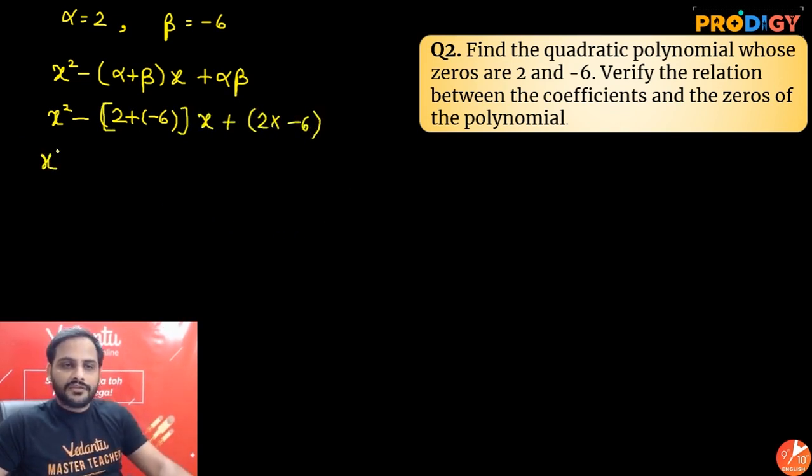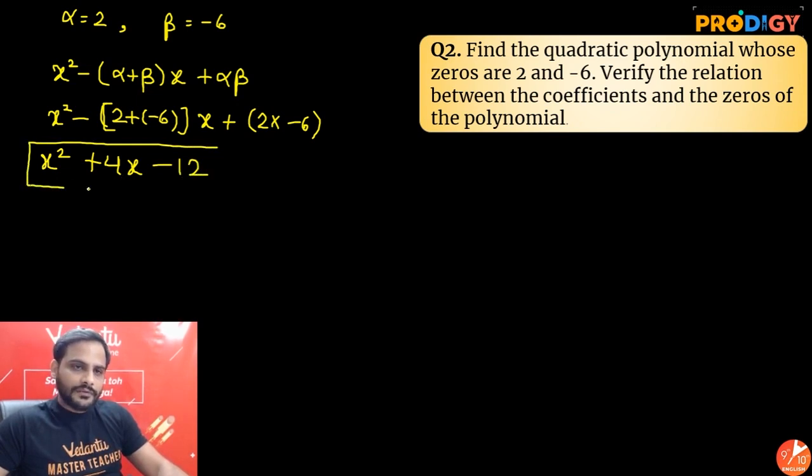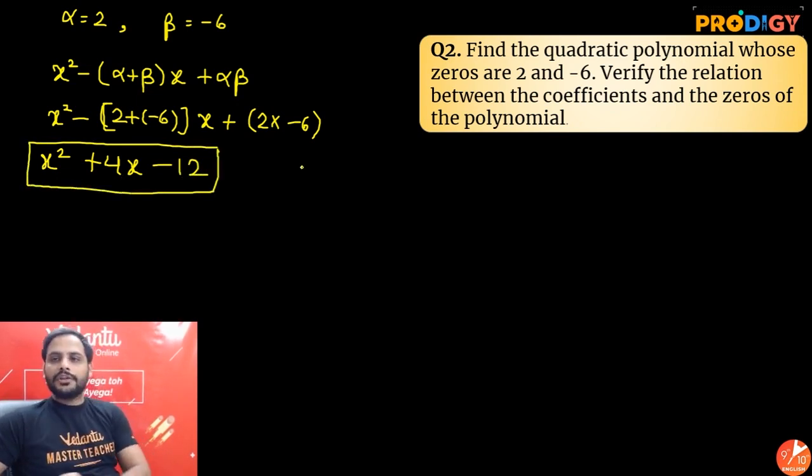So you'll be getting x square, 2 plus minus 6, so 2 minus 6 is minus 4. Minus into minus is plus, so x square plus 4x. 2 into minus 6 is minus 12. So x square plus 4x minus 12. This will be my required polynomial.